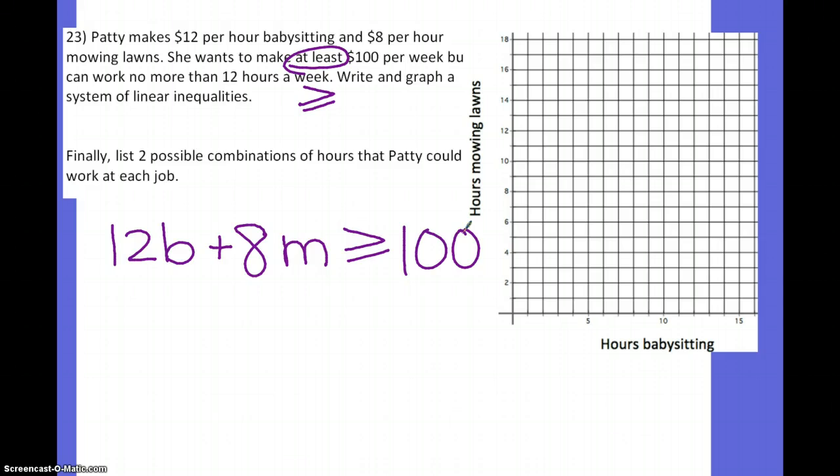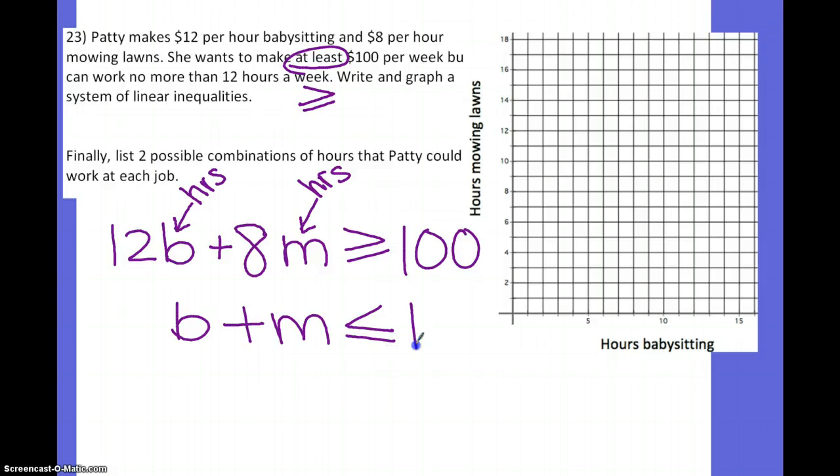And then the next one, she can work no more than 12 hours. Well, B is hours babysitting. M is hours mowing lawns. So hours and hours is no more than, that means it's less or equal to 12. The bottom one is easy to solve.